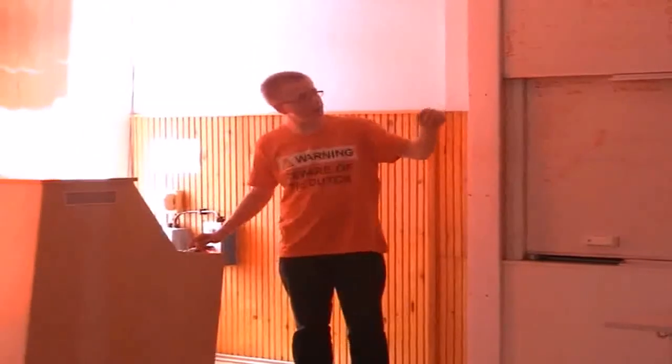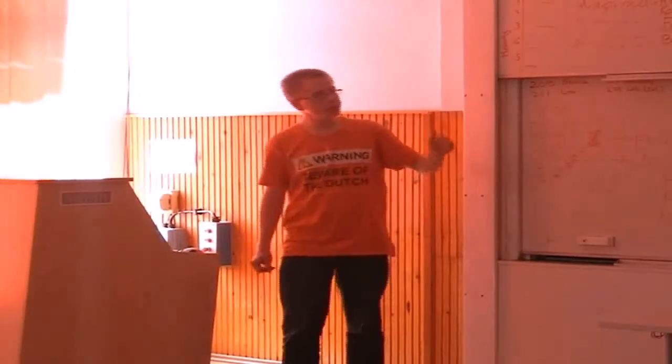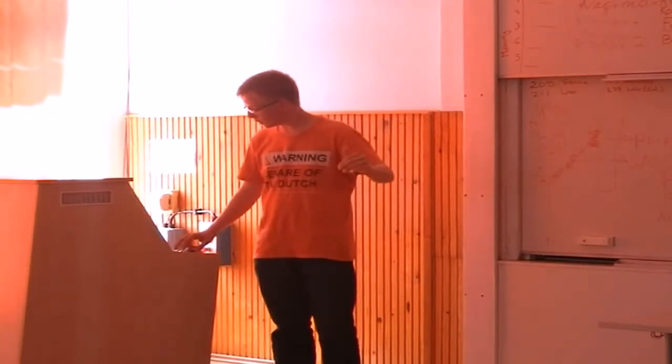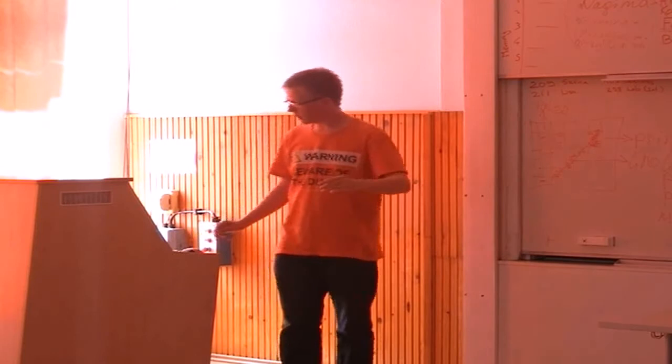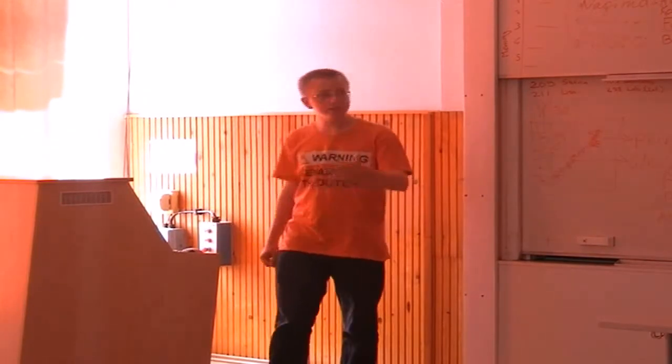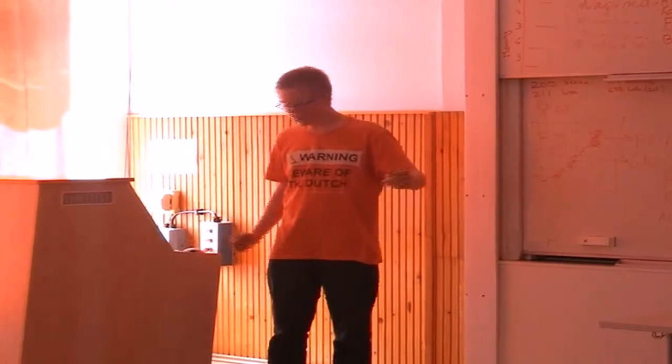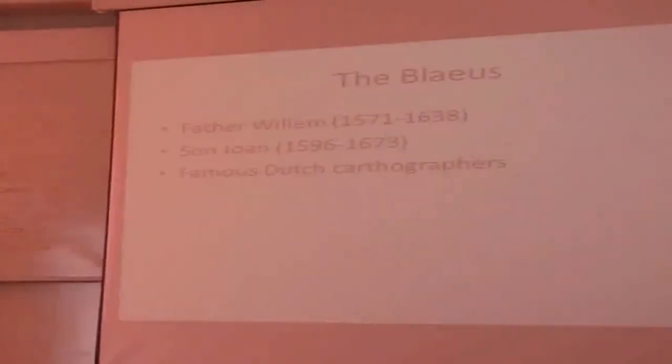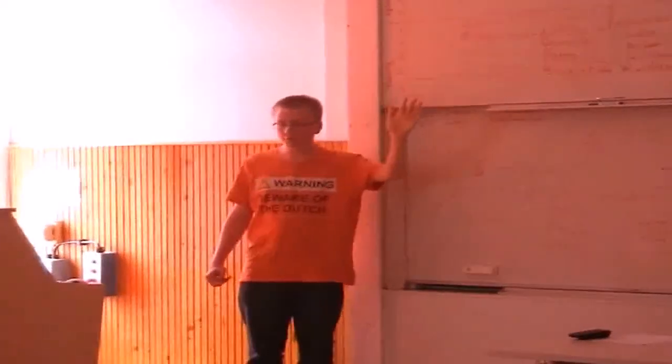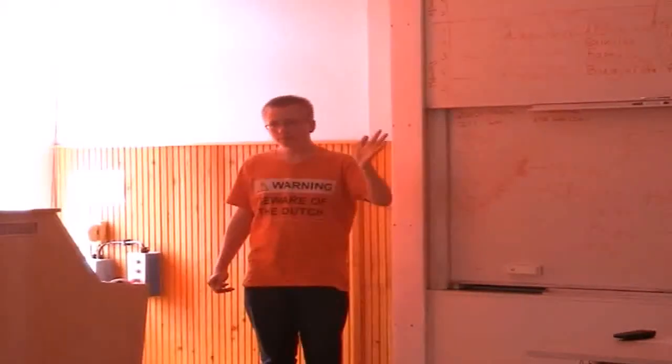I used to do maps of the Blaus, which was a Dutch family in the 16th and 17th century. Father Willem and son Johan, and they made maps. They were really famous for it. Also got really rich on it, and those maps, if they were maps of Holland or maps of cities or maps of Europe, they were pretty accurate. But bigger maps usually weren't too good.